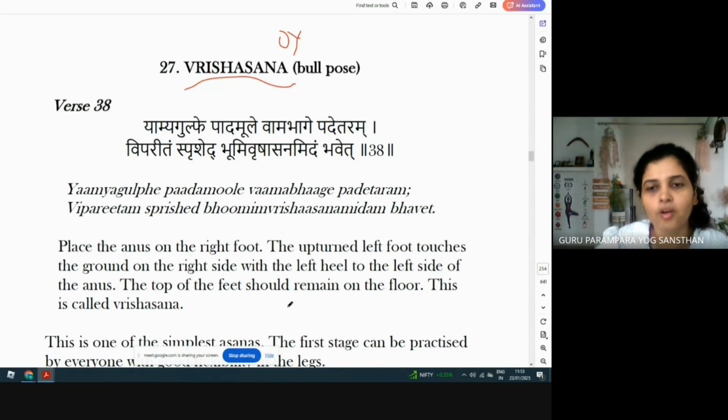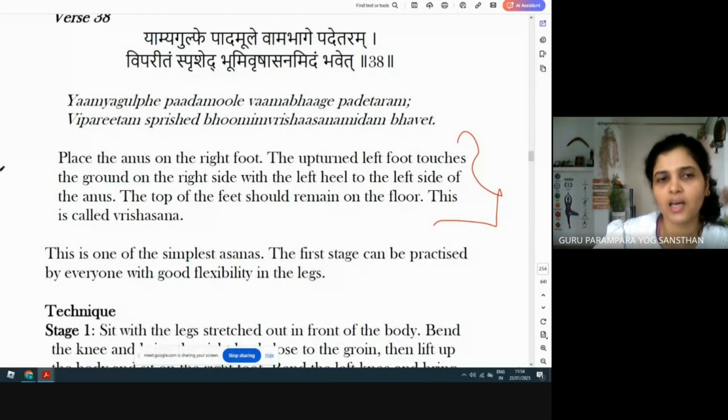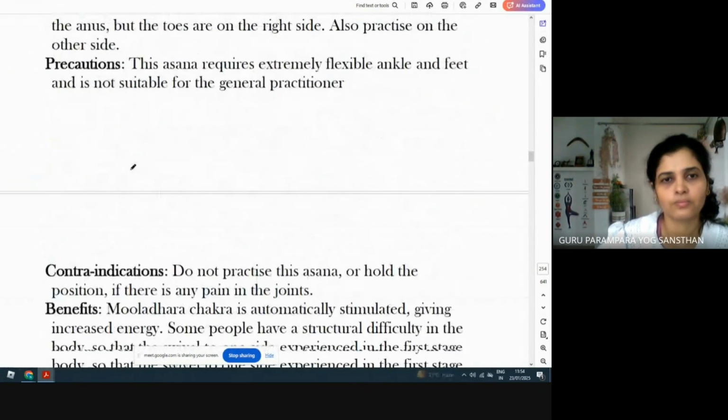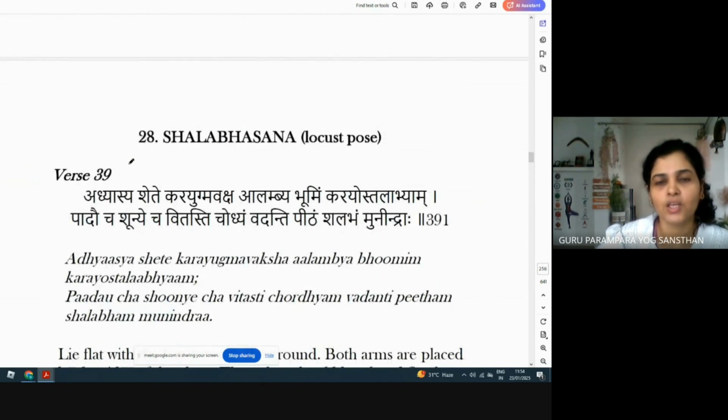I do not comprehend it properly. I'll get back to you tomorrow, but it is not important. Anyone who can explain much better, otherwise I'll get back to you on how to do this. This is called Vrishasana. Okay, leave it. I will explain it tomorrow. There are no benefits given here.